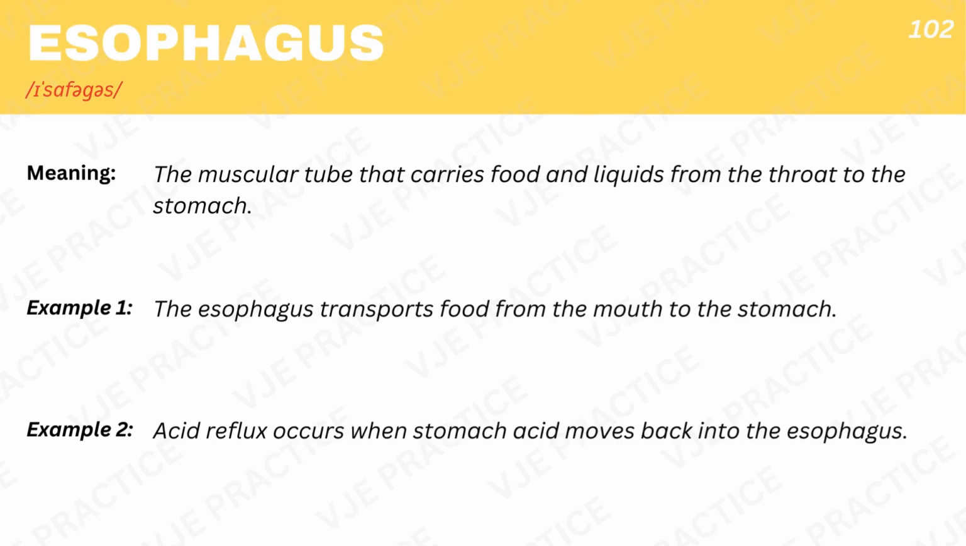Esophagus, the muscular tube that carries food and liquids from the throat to the stomach. Example 1. The esophagus transports food from the mouth to the stomach. Example 2. Acid reflux occurs when stomach acid moves back into the esophagus.